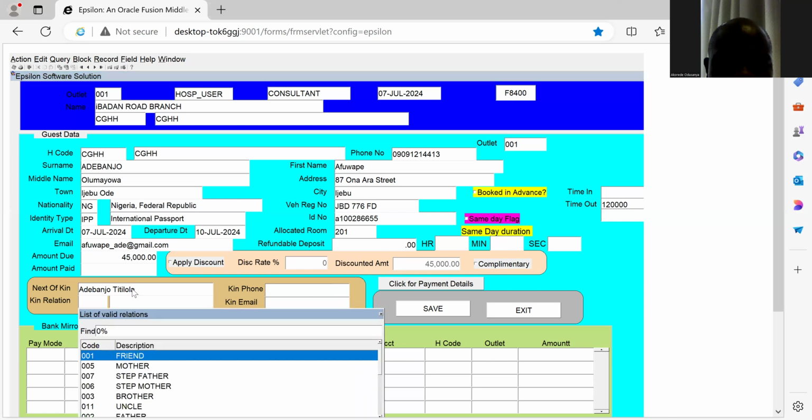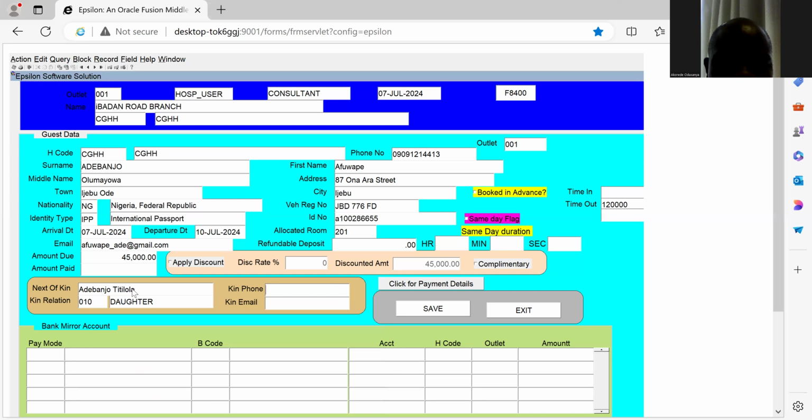Relationship of this with the person. That's the daughter. The phone number is available. Like I said before, all this information is compulsory for as long as the customer provides it. If it's not provided, then you can leave it blank. System allows that.